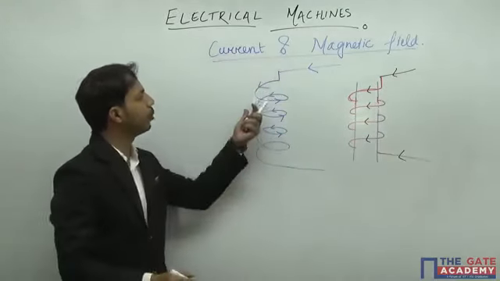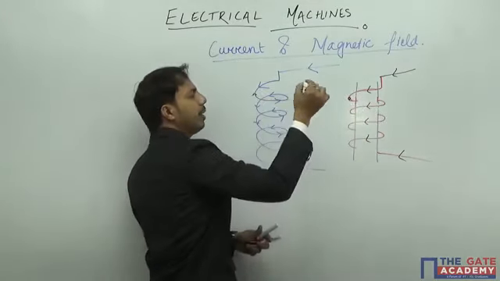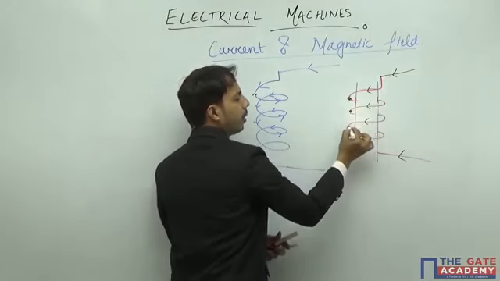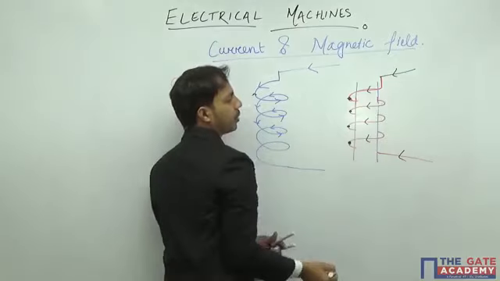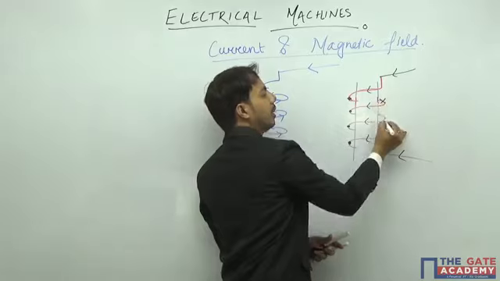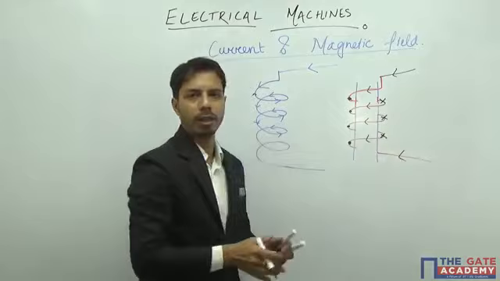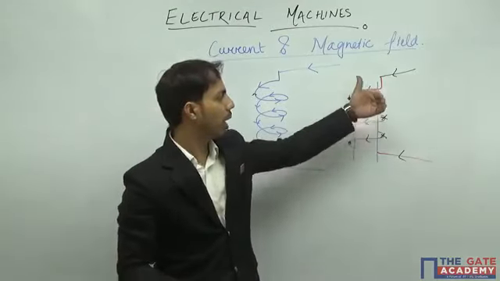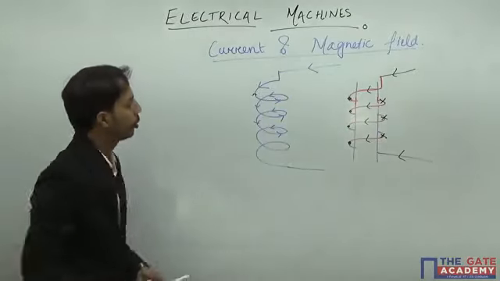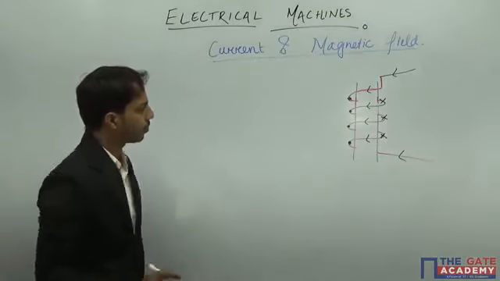So what is happening is, if you see at this particular point, current is going inside. And at this particular point, current is coming out of the coil. So you see, current is coming out of the coil here. Here current is going inside. So this is what is happening.